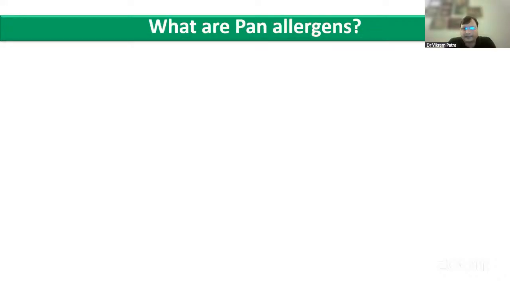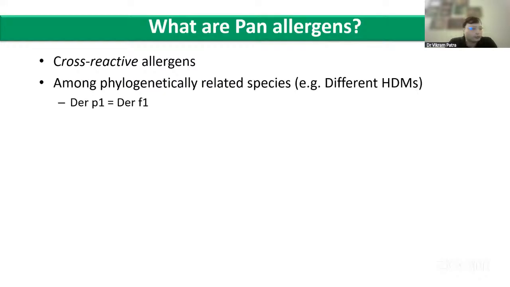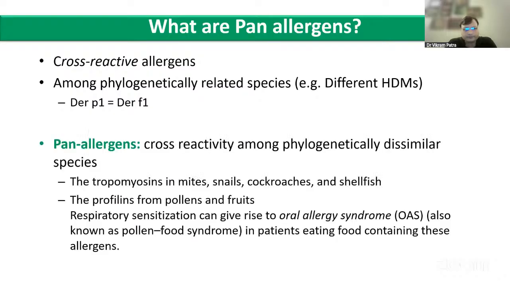And what are pan allergens? We know about cross-reactive allergens. Cross-reactive allergens occur among phylogenetically related species, like DERP1 and DERF1, from Dermatophagoides farinae and pteronyssinus, which belong to the same genus. So there they will cross-react with each other. Whereas pan-allergens means cross-reactivity will be seen among phylogenetically dissimilar species.